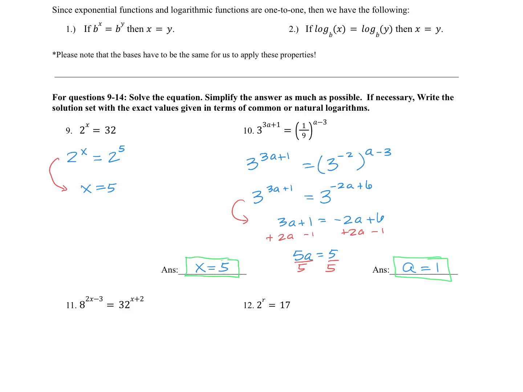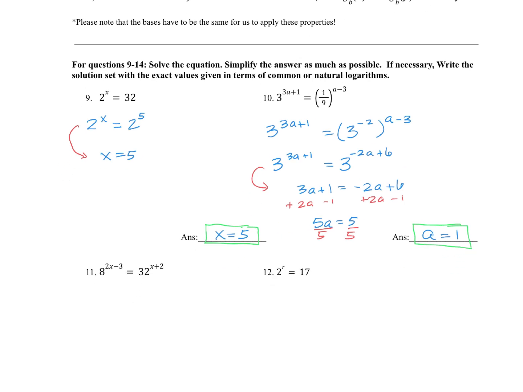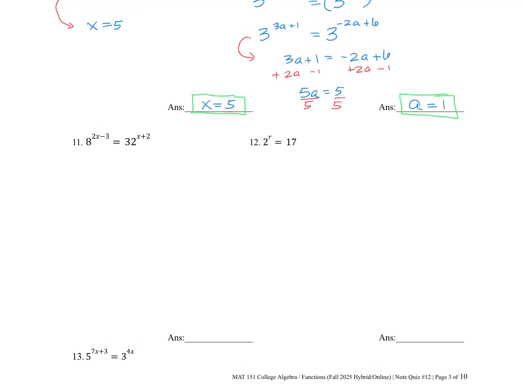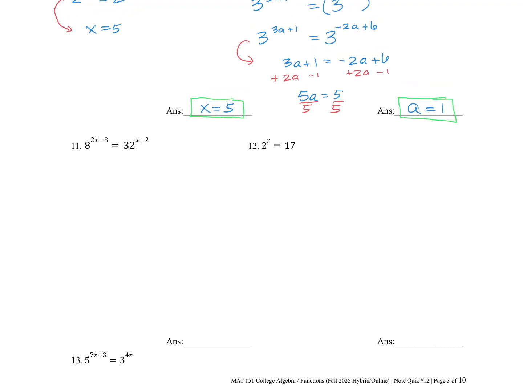All right, next up, you will notice that we have an 8 and a 32 for bases. For these equations here, we're going to be looking at finding a common base. And you might think it might be 8, but 32 is not a power of 8. You might be thinking of 4, but 8 and 32 are not powers of 4. They actually are powers of 4 if you get into radicals, but we're not going there. But you could do it that way.